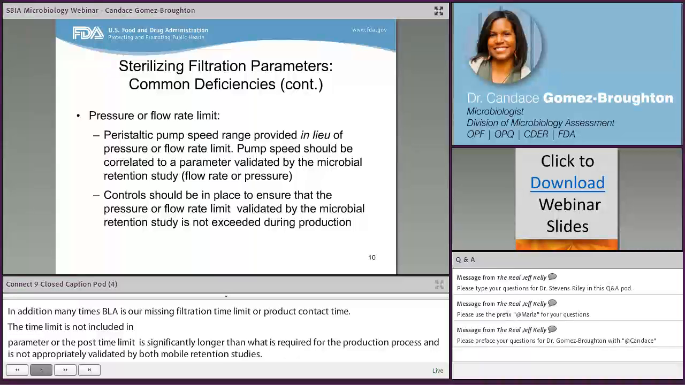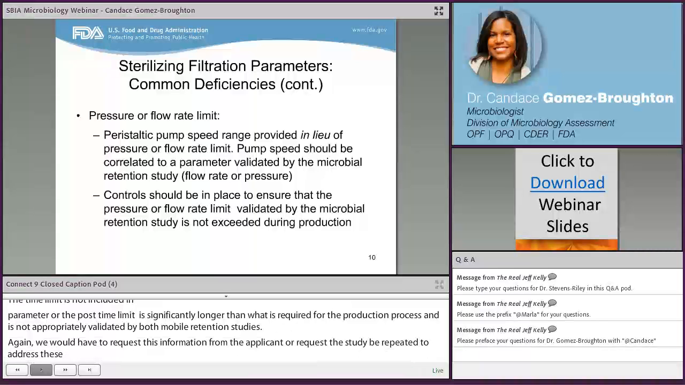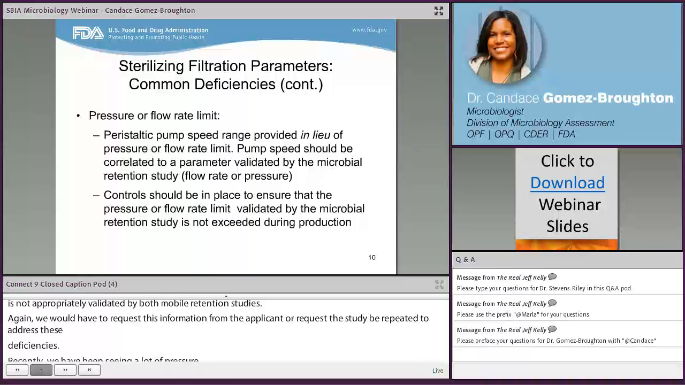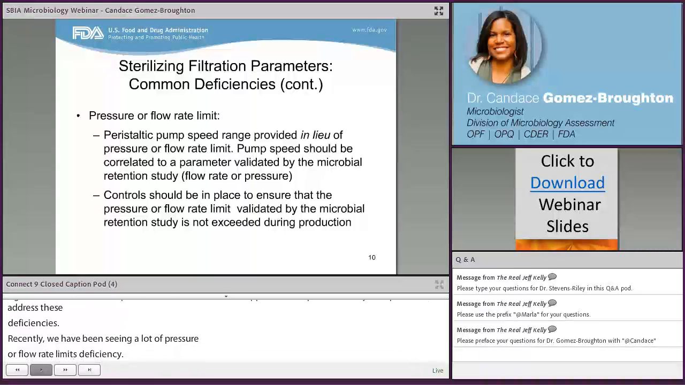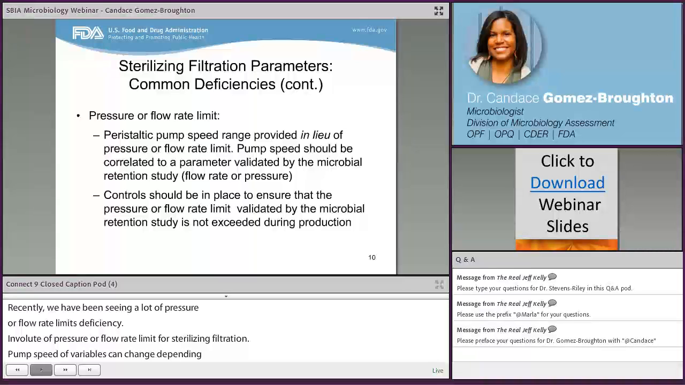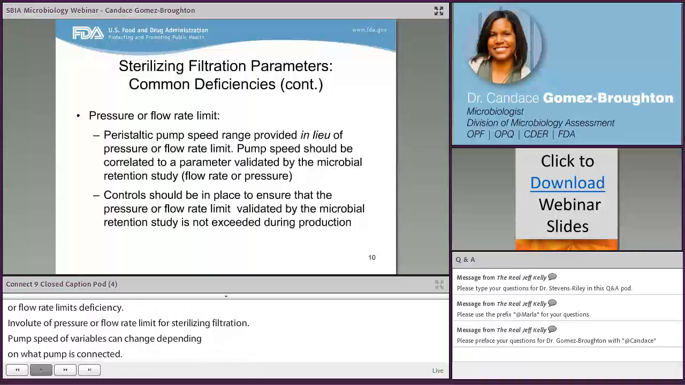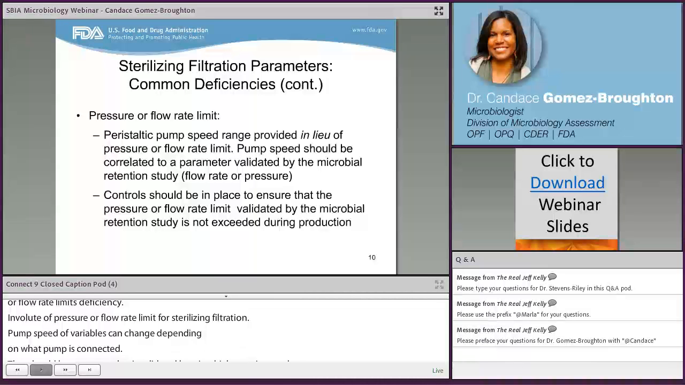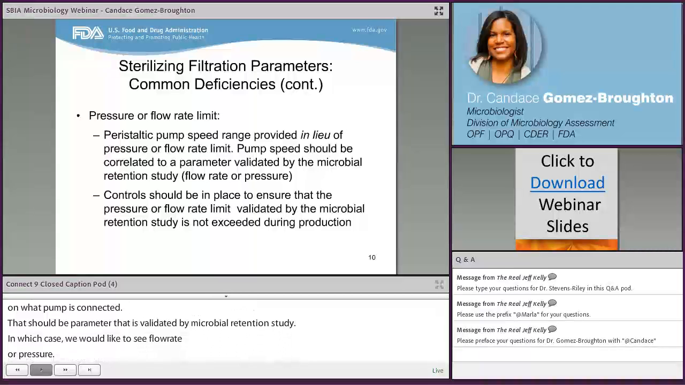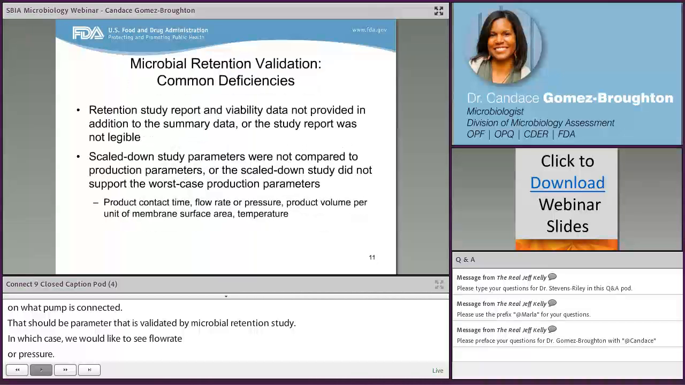Most recently, we've been seeing a lot of pressure or flow rate limit related deficiencies, where peristaltic pump speed range is given in lieu of pressure or flow rate limit for sterilizing filtration. Pump speed is variable. Pump speed can change depending on what pump is connected to the system. Pump speed should be correlated to a process parameter that is validated by the microbial retention study, in which case we would like to see flow rate or pressure. Also, controls need to be in place to ensure that the pressure or flow rate limit that is validated by the microbial retention study is not exceeded during production. So all of this information has to be included in the BLA.